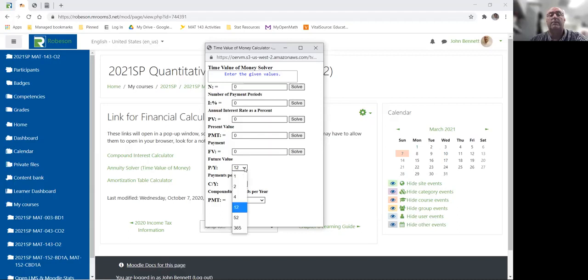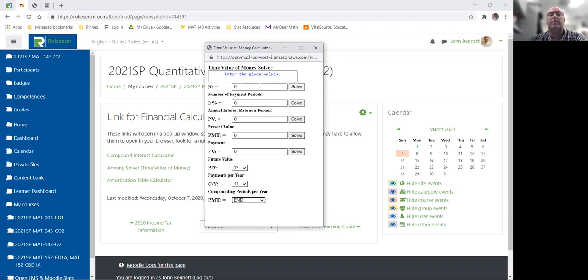You also have options for how often you make payments, either annually, semi-annually, quarterly, monthly, weekly, or daily, and how often the interest is compounded. And you have all of those same choices. You can also choose whether the payment is made at the end of each period or at the beginning of each period. In most cases, unless the book specifically says otherwise, you can just leave that set to end of the period. So let's do an example.